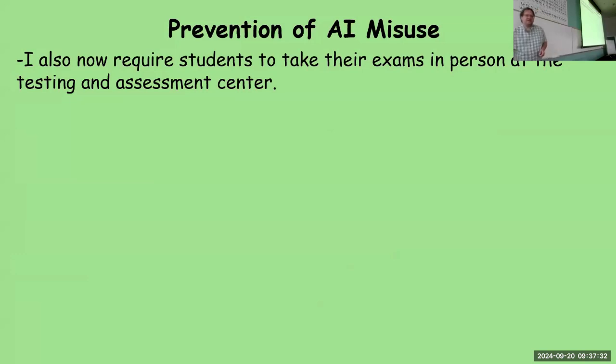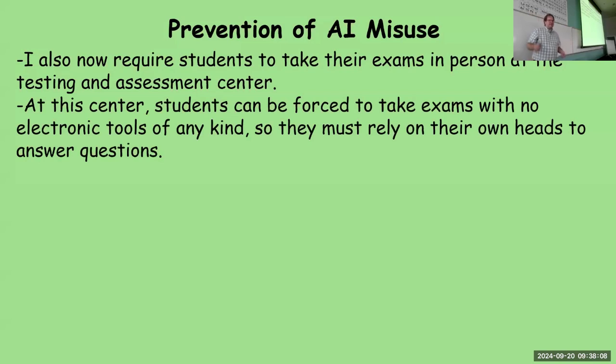I also now require students to take their exams in person at the Testing and Assessment Center, which is a good idea to do anyway for an online asynchronous class. We're supposed to validate the identity of students, because you don't want a student to just say, hey, I'll pay you $100 to take this class for me. Which they could, if you never get them to prove their identity while they're taking the class. It could just be their mom or something taking the class for them. So requiring them to come in, show their ID and take the exam is a good step, and it's recommended for all online asynchronous classes.